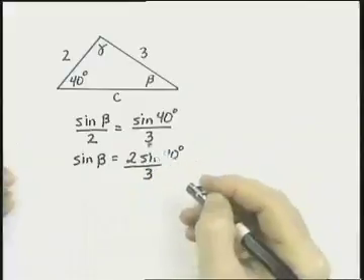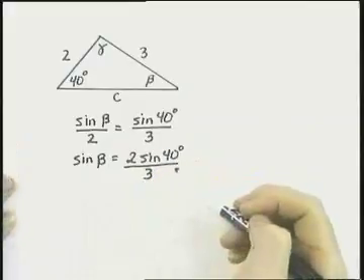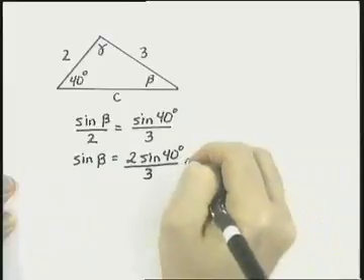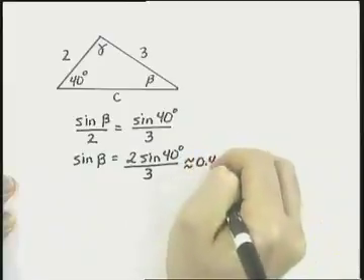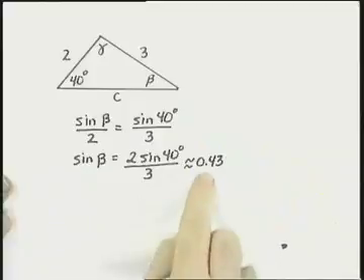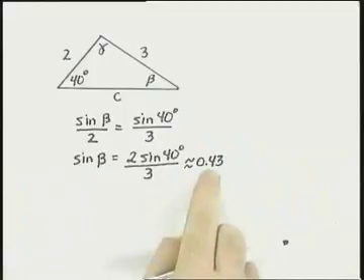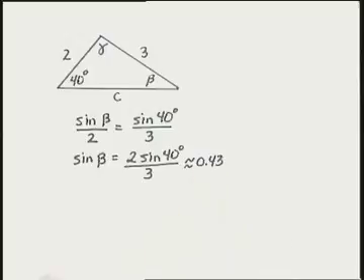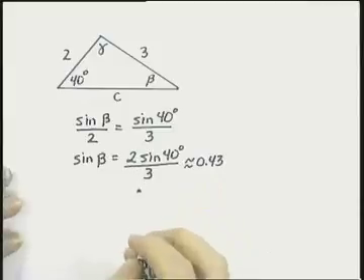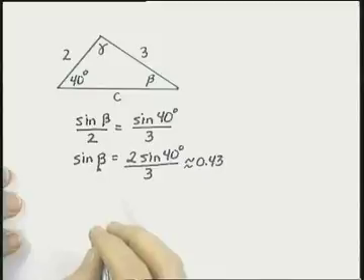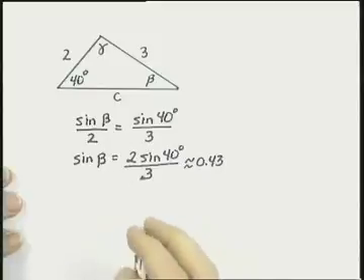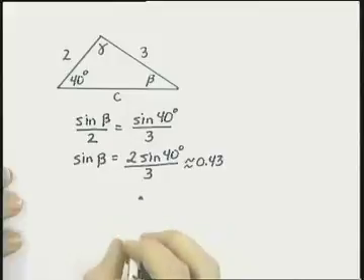If I enter this expression into my calculator, I get that the sine of beta is about equal to 0.43. Be sure that you store this result in your calculator's memory so that you're not using approximate values. When you use approximate values, your answers become slightly off. Now what we're going to do is find the value of beta. We find the value of beta by computing the inverse sine of both sides of the equation.